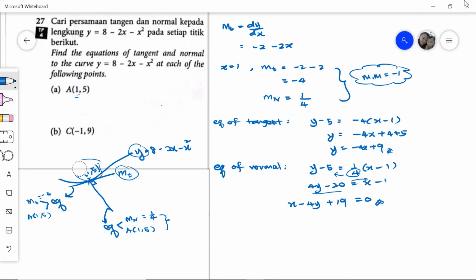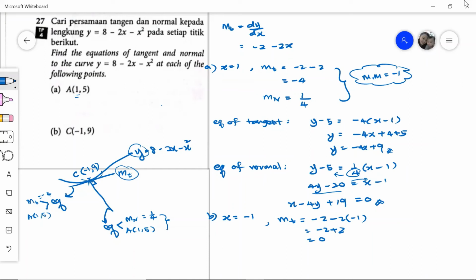Now let's change to the next point. For part B, the point is (negative 1, 9), which means it is here. So when x equals negative 1, our gradient of the tangent will be negative 2 minus 2 times negative 1. So we will have negative 2 plus 2, which is 0.